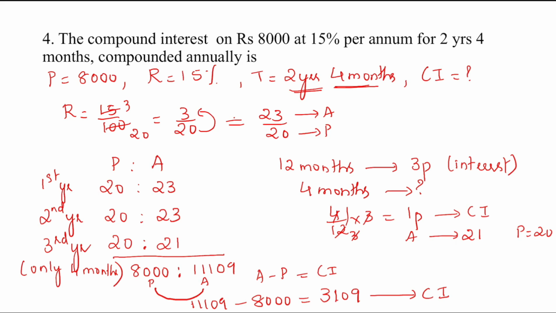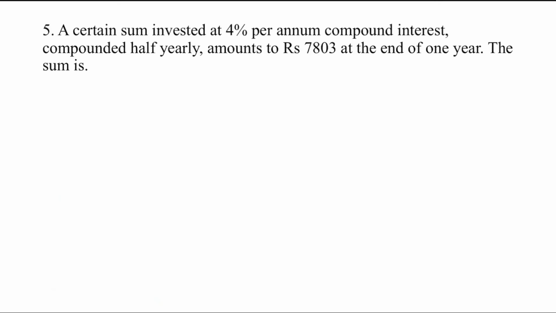So that is only asked, isn't it? Compound interest is asked. So compound interest is 3,109. So next problem. A certain sum invested at 4% per annum compound interest, compounded half yearly. Now they are saying compounded half yearly, amounts to rupees 7,803 at the end of 1 year.